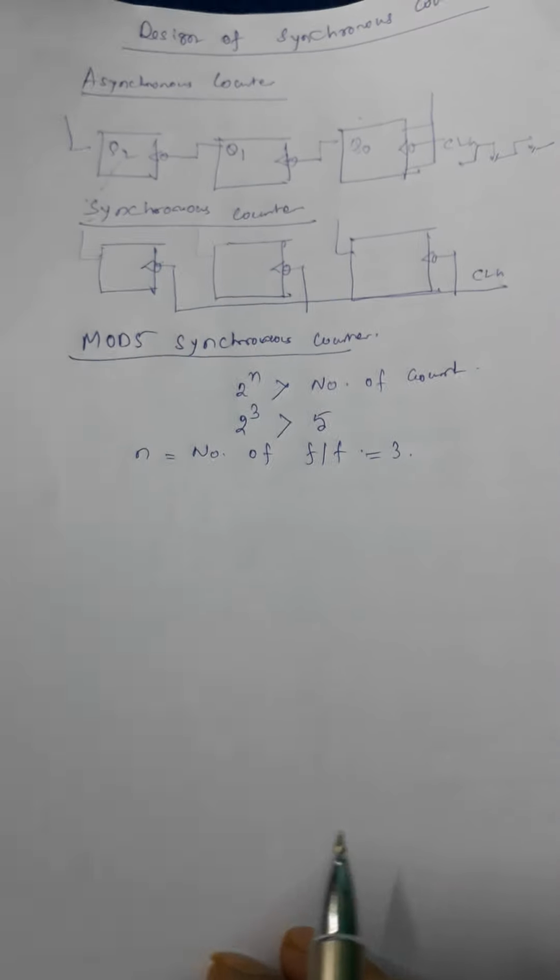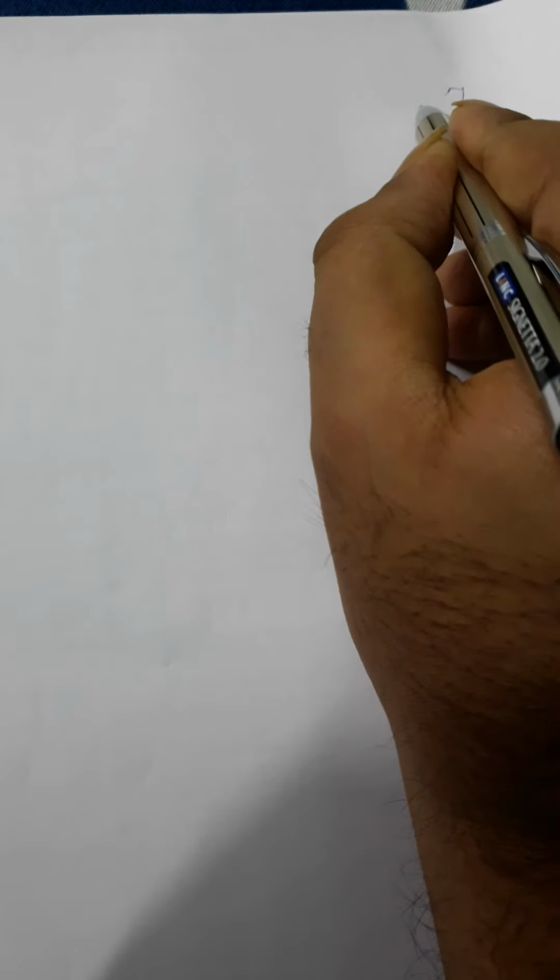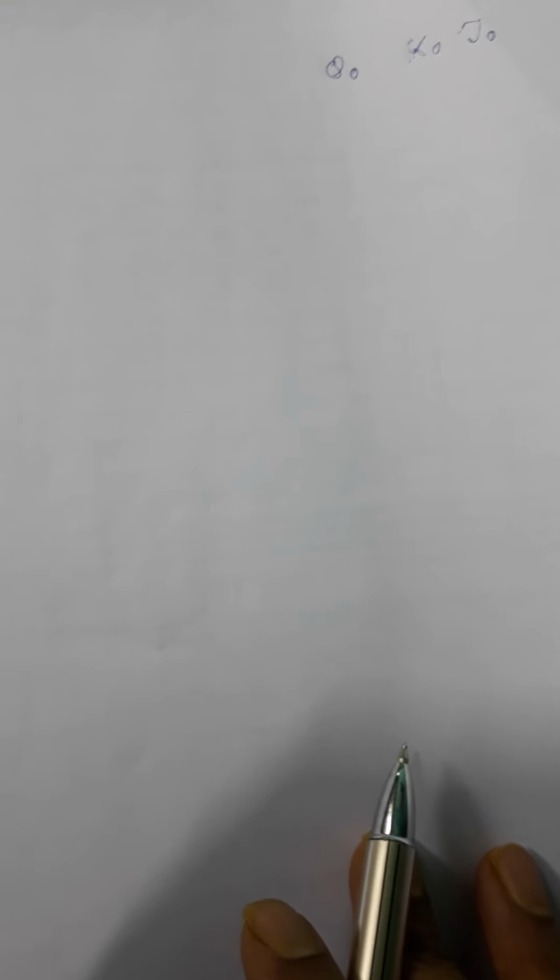With 3 flip-flops we get 3 inputs and outputs. Let us see. Suppose for one flip-flop, the input is J0 K0 and the output is Q0. Similarly, for the second one it will be J1 K1 Q1, and for the third one it will be J2 K2 Q2. Now let us make the table for it.